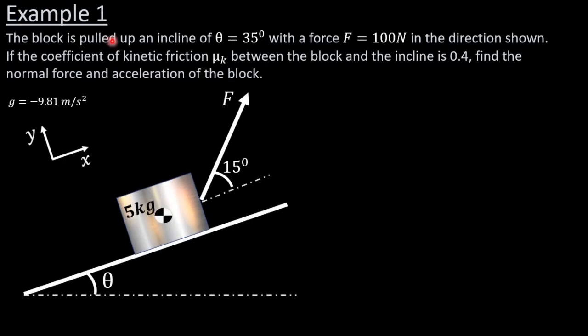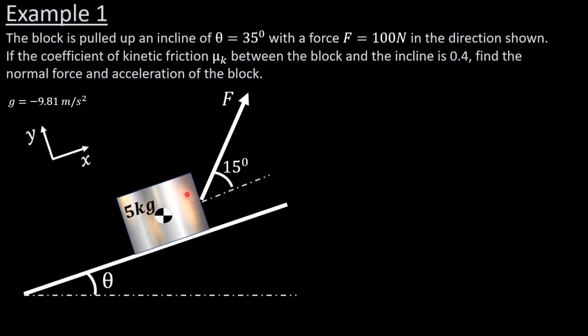So example 1. The block is pulled up an incline of theta equals 35 degrees with a force F equals 100 newtons in the direction shown. If the coefficient of kinetic friction mu sub k between the block and the incline is 0.4, find the normal force and the acceleration of the block.